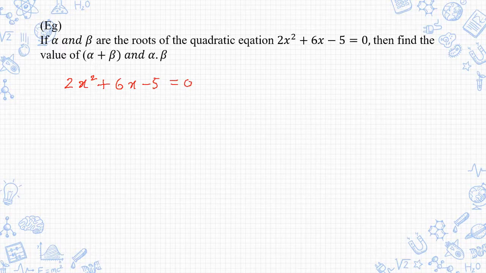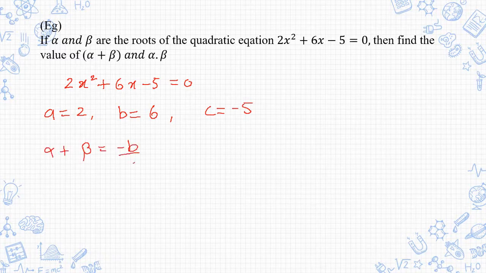If you compare this with the general form of quadratic equation, my a, that is the coefficient of x squared term, will be 2, b, that is the coefficient of x term, will be 6, and c, the last constant term, will be minus 5. We just studied the formula alpha plus beta is minus b upon a. So this will be minus 6 upon 2, which will give you minus 3.